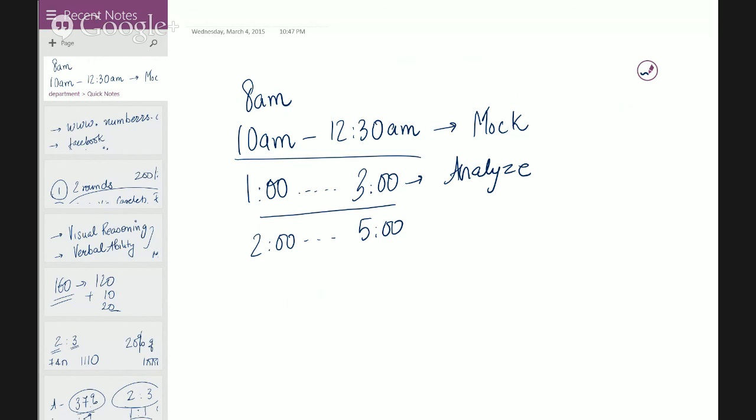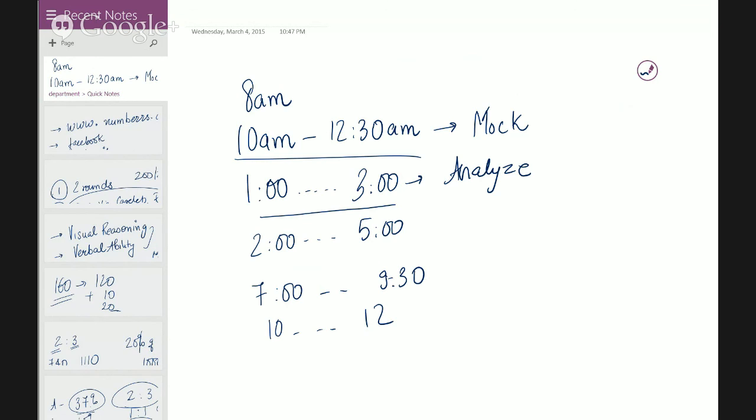Otherwise, if you don't want to go out in the evening, you can start another mock from 7 to 9:30, and then analyze from 10 to 12 and then sleep. Pretty simple. And if you come back at 9:30, your night will get a little longer, like mine. So you'll have a lot to do.